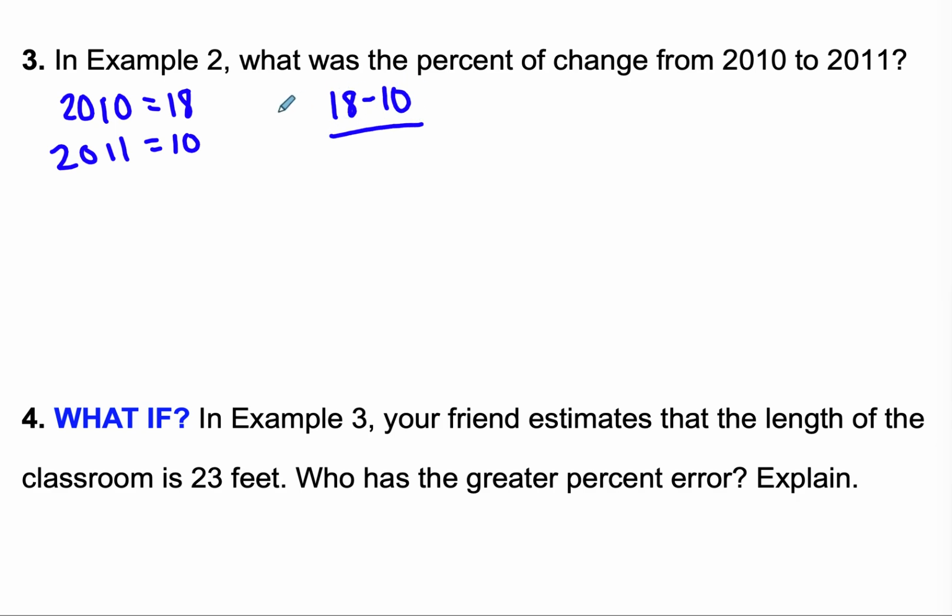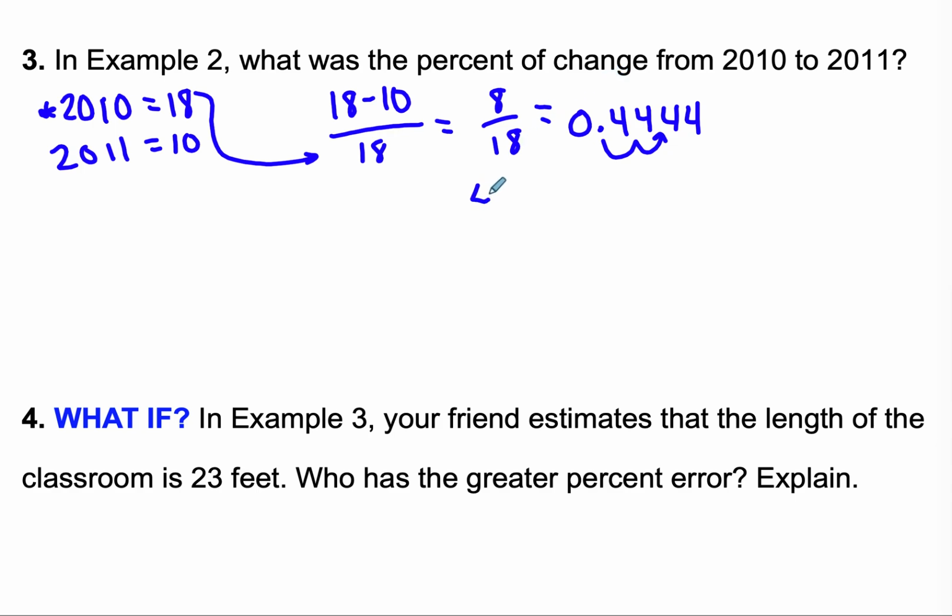All right, so we're going to subtract the numbers in a way that's going to give us a positive answer, 18 minus 10. And then the first number, which is the 2010 one, that's what happened first. That's what goes in our denominator here. We're going to divide by 18. 18 minus 10 is 8, so we are going to do 8 divided by 18. And that gives me 0.4 repeating. I'm going to just write out some 4s here.